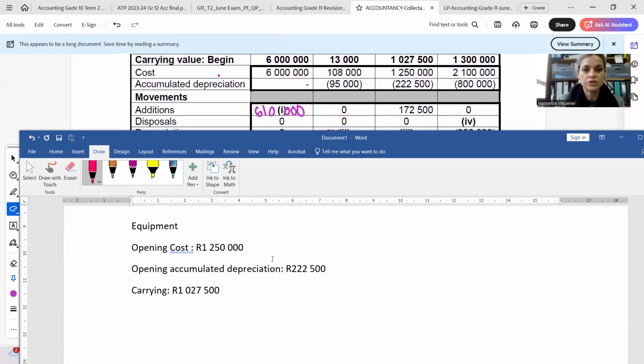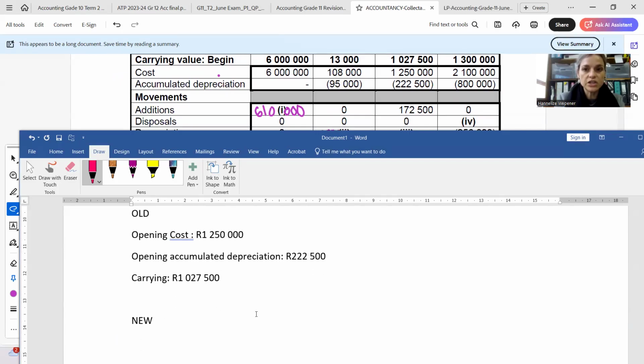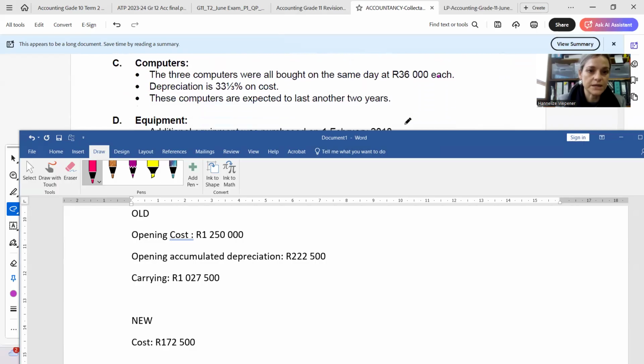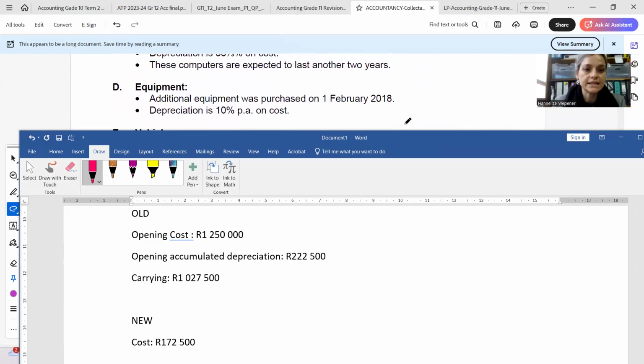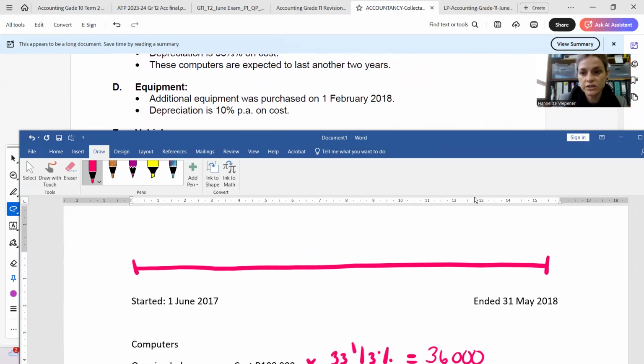They are saying that you also had additions. So in other words, these are your old ones, and then you also purchased new ones. The new equipment had a cost of 172,500. And then they said that you had no disposals. Lovely. Okay, so let's move on to the additional information on equipment. It says that the additional equipment was purchased on the 1st of Feb 2018. So remember, your financial year ended 31 May 2018.